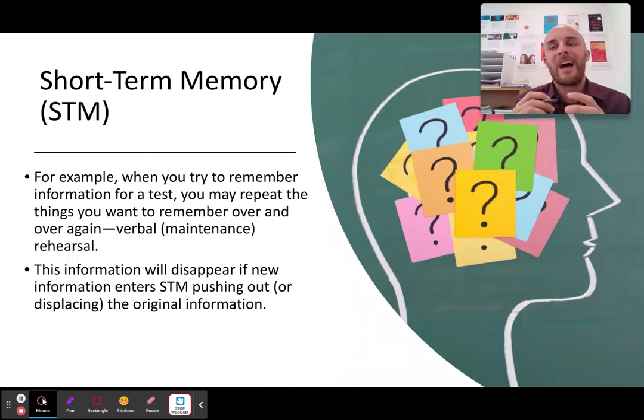It decays very briefly if not paying attention to, and it doesn't hold that much. So not only does it decay very quickly, but it doesn't actually hold that much. You can hold up to 9 items in your short-term memory. And then when any more comes in, you will lose some of the older information. It gets pushed out.